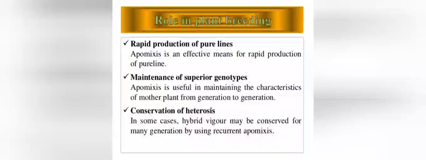The main role of apomixis is the rapid production of pure line varieties of the crop. Also, for hybrid formation, we can maintain the hybrids by the process of apomixis. A question is generally asked on this: what is the role of apomixis in plant breeding? Clonal reproduction through seeds can be done in apomixis. New hybrids which are produced take very little time.